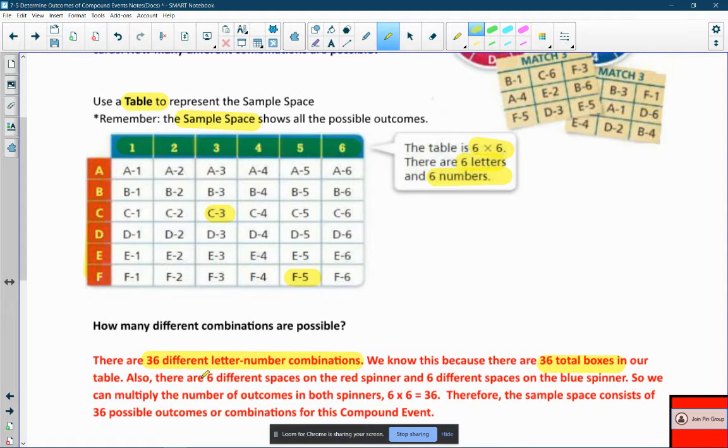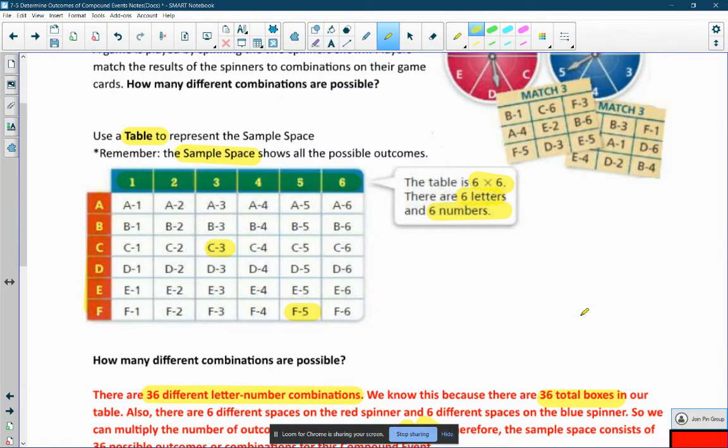We can also tell that there are 6 different spaces on the red spinner and 6 different spaces on the blue spinner. So when we have these two, what we can do is simply multiply them together to get our answer, right? 6 spaces on one spinner, 6 spaces on the other spinner, so we get a total of 36. Therefore, the sample space consists of 36 possible outcomes or combinations for this compound event. So one way of finding the total number of outcomes is by simply multiplying the outcomes for each individual event. So in this case, there are 36 total outcomes.